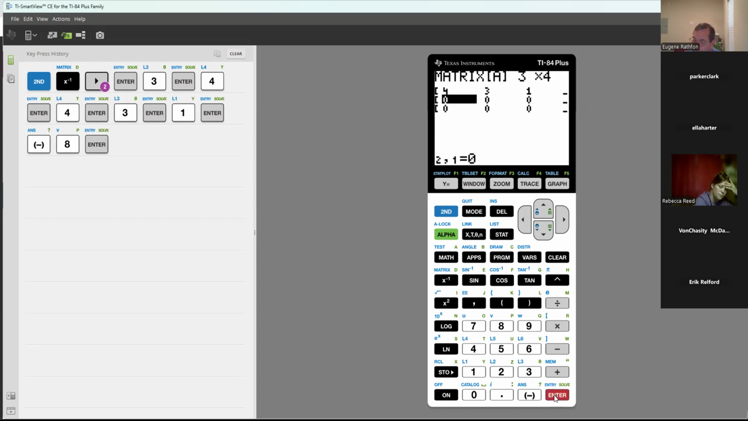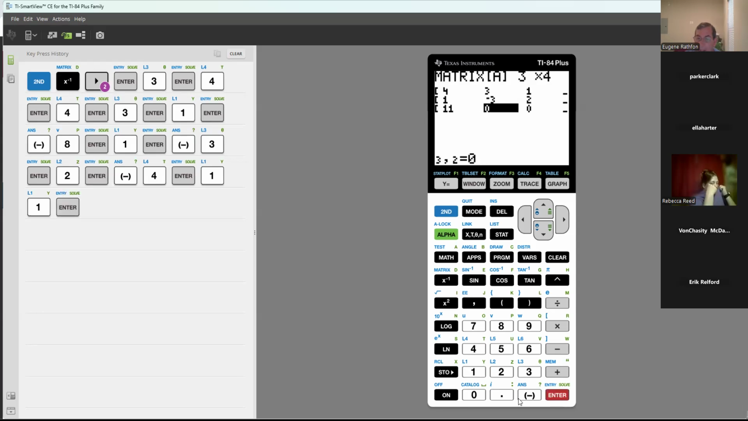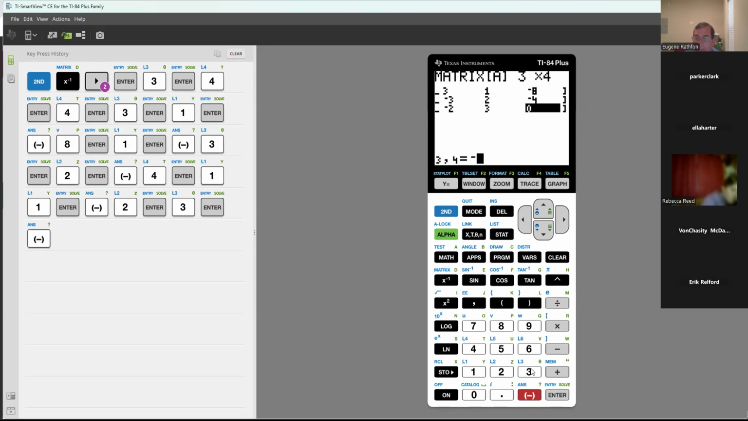Now I'm going to go down to the next row. I had 1 for the x, -3 for the y, 2 for the z, and then -4 for that answer. On my last row, I had 11 for the x, -2 for the y, 3 for the z, and then -32 for that answer, enter. All right, I got all my numbers entered in, so I'm going to hit second mode to quit the screen.